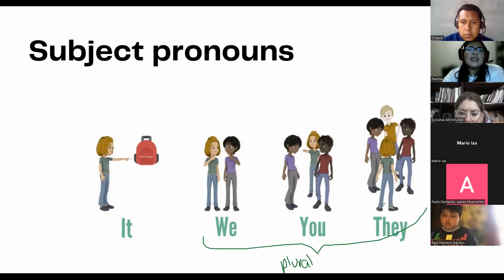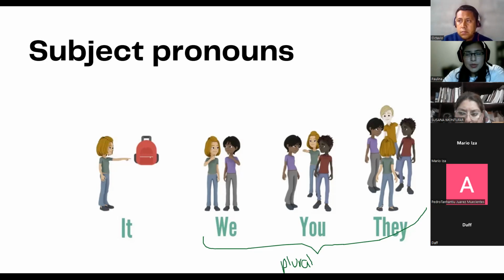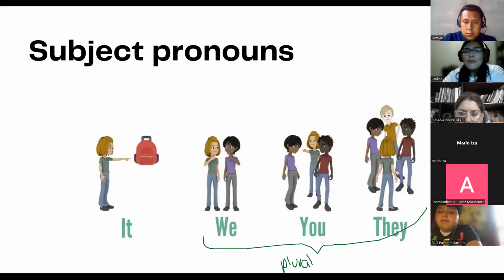And then finally, I have they. I'm also going to use they for a group. But in this case, I'm not talking to the group and I'm not a part of the group. I'm just referring to the group. Este de aquí, they, ¿cuándo lo voy a usar? Para un grupo de personas del que ni soy parte, ni le estoy hablando.